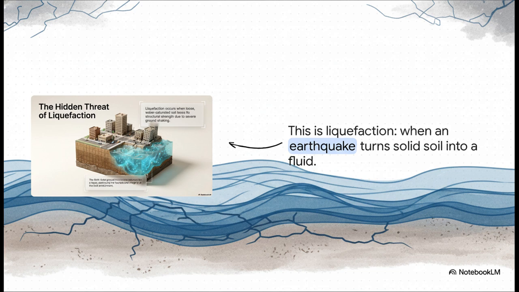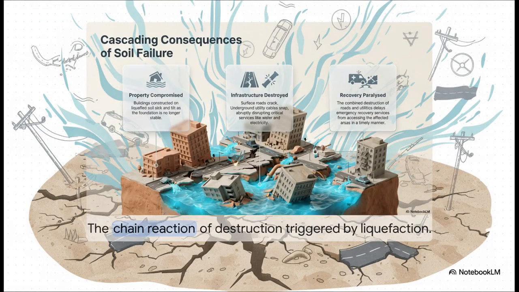When an earthquake hits, the intense shaking ramps up the water pressure between all the little soil particles, basically forcing them apart. And just for a moment, the solid ground completely loses its strength and behaves like a fluid. Of course, anything built on top of it, buildings, bridges, roads, loses its foundation and just starts to sink or tilt over. And the chain reaction from there is just absolutely catastrophic.